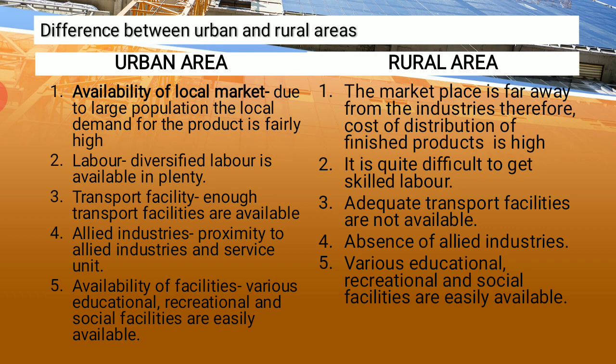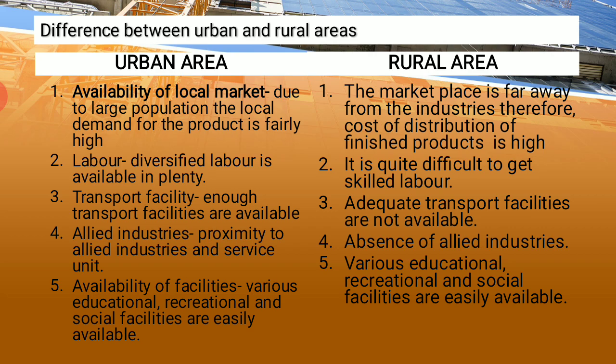Again, allied industries, that means proximity to allied industries and service units may be there. Allied means helping industry. There may be so many helping industries and services that we may be able to get easily in the urban area, which may fall short in the rural area. There is absence of allied industries in the rural area.